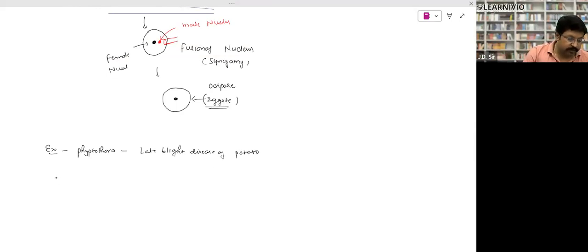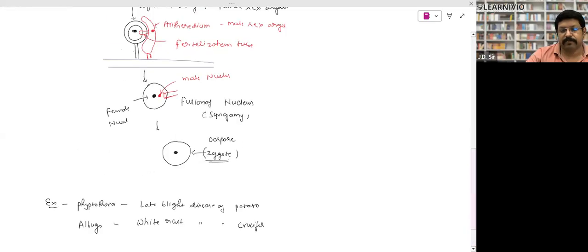Then there is one more disease, that is Albugo. Albugo causes a disease called white rust disease of crucifers. Crucifers, like radish and mustard, come under the cruciferae family, right? So these are two main examples, and you have to remember them. Is that clear? Okay. If it's clear, then we will move to the next class.